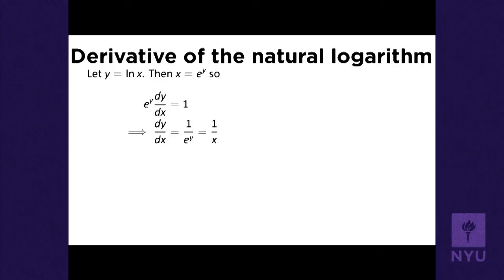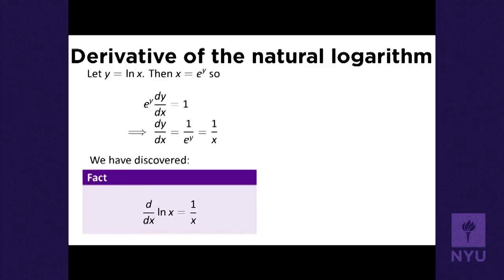What was it I wanted to find in the first place? I want to find dy dx. So let me solve this equation for dy dx. And the answer I get is 1 over e to the y. And e to the y is x. So it's 1 over x. Are we done? Yes, we are done. We found the derivative of the natural log function. The derivative of natural log of x is 1 over x.